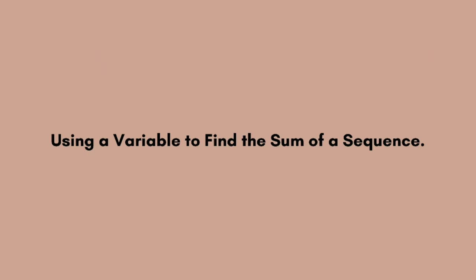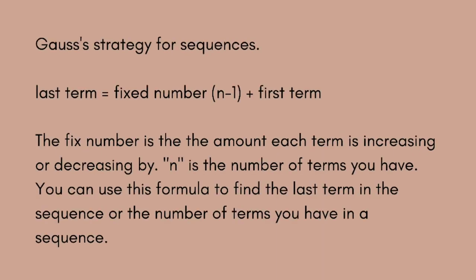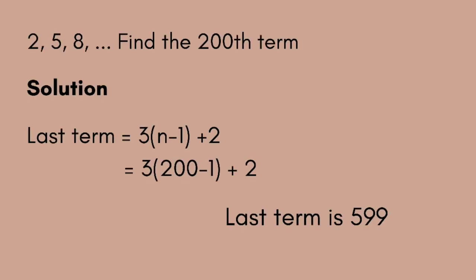Now, for the last strategy, we will use a variable to find the sum of a sequence. So, the strategy for sequences: last term is equal to the fixed number multiplied by n minus 1, plus the first term. The fixed number is the amount each term is increasing or decreasing by. N is the number of terms you have. You can use this formula to find the last term in the sequence or the number of terms you have in a sequence. For example, 2, 5, and 8.